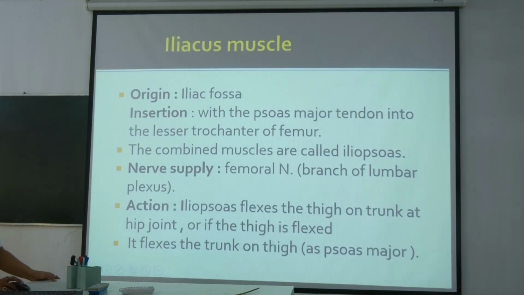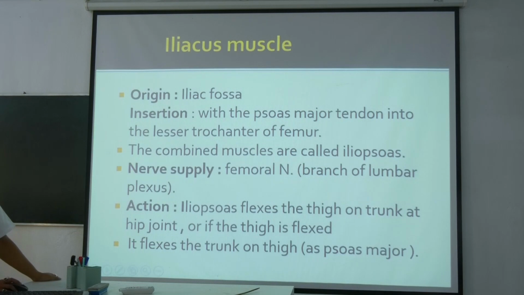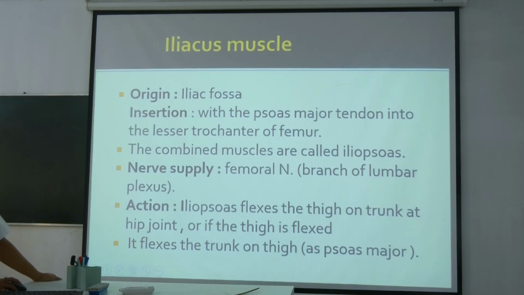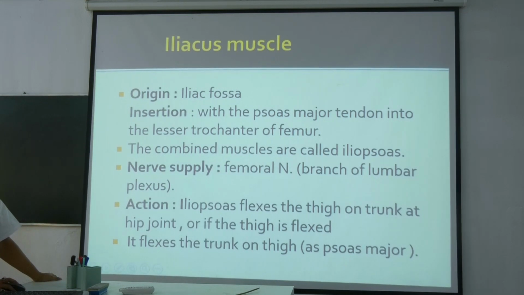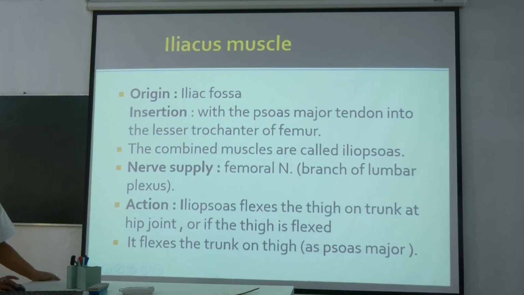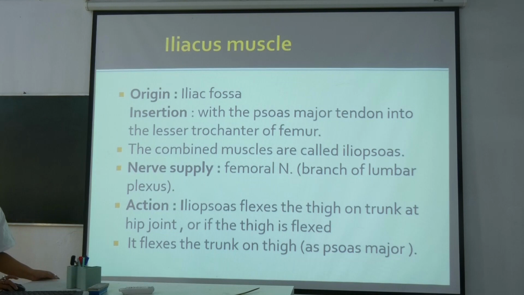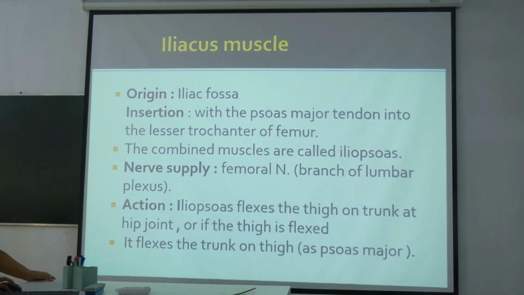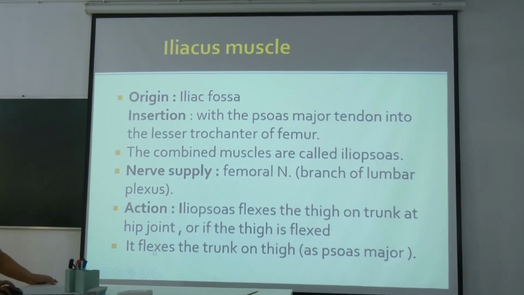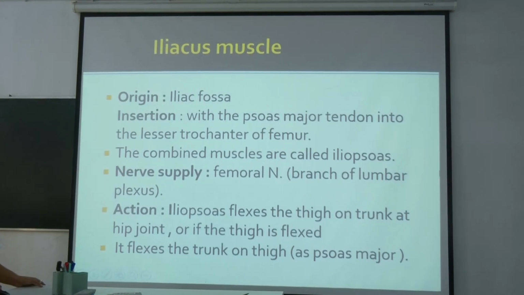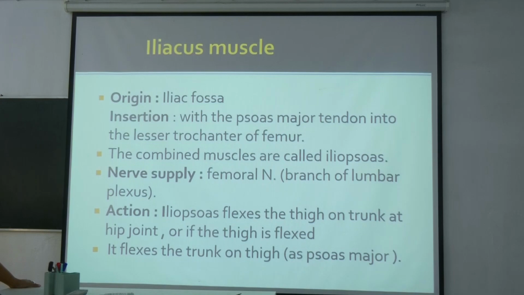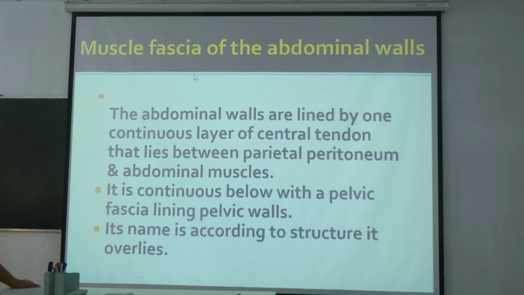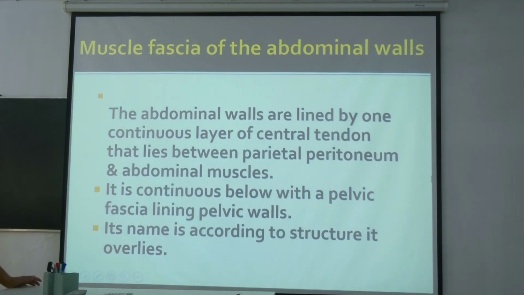Okay, iliacus you already know. What will the nerve supply be? Femoral nerve, it directly supplies the femoral nerve. What is the action? The action is very much important. What is the action of iliacus? Flexion of hip while the knee is flexed. Okay, another: it flexes the trunk on the thigh, when you are kneeling down. Then which muscle acts? Iliacus, understood. So these are the muscles and fascia of the abdominal wall.